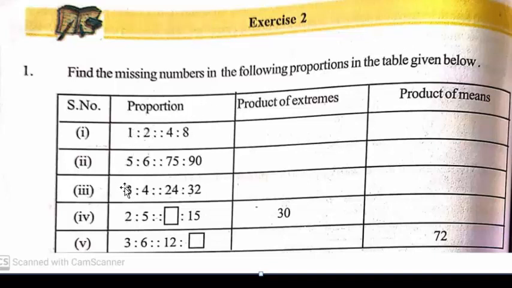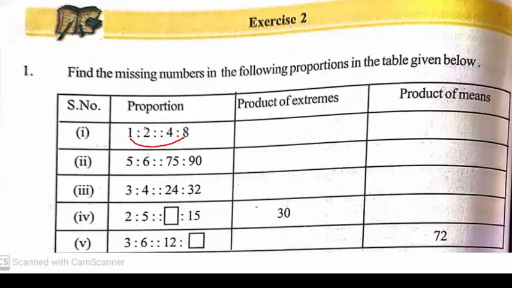Proportional terms: 1:2 is as 4:8, 5:6 is as 75:90. ఇవి మనకు ప్రపోర్షనల్ ఉన్నాయి. వీటి మనం ఈ ఎంటీస్ పూర్తి చేయాలి. Fill in the blanks. Product of extremes. What are the extremes? First and last terms are called extremes. Middle terms are called means. Here in the ratio, the first and last terms are called extremes.